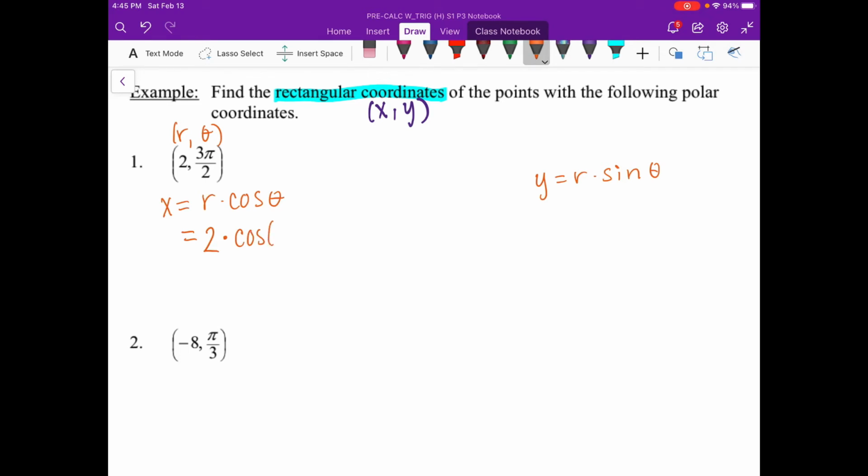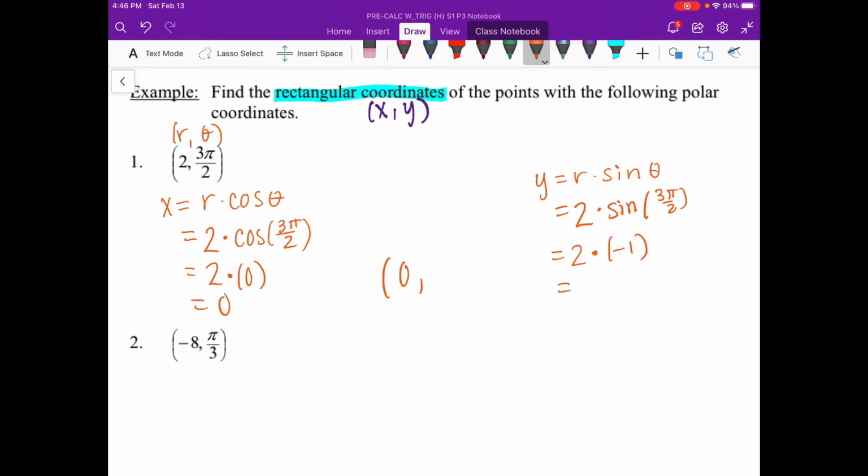So r is 2, and cosine at 3 pi over 2, here's where you need to know your unit circle. So think about, what is cosine at 3 pi over 2? That's 0. And 2 times 0 is 0. So my x value for this point is 0. Now we're going to do the same thing for the y. So r is still 2. And now I'm thinking about what sine at 3 pi over 2 is. Okay, so 2 times sine at 3 pi over 2, which is negative 1, means my y value in this case is negative 2. So the point is at 0, negative 2.